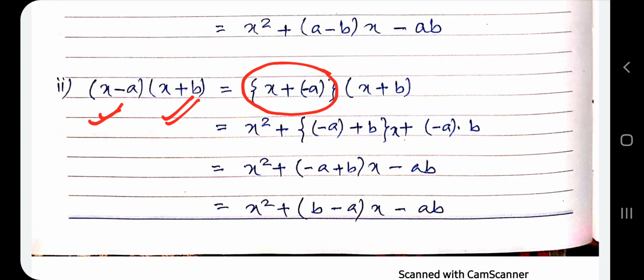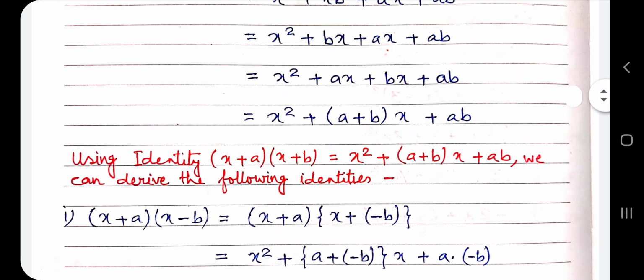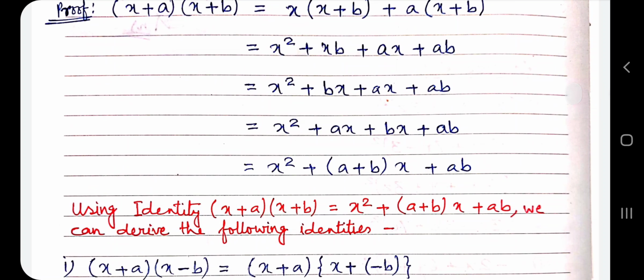X minus a is equal to x plus minus a within bracket. Now x plus b is the same, there is no problem here. Now the product is x square plus the sum of these two terms. If you remember the identity, you can notice that the middle term is formed by the sum of a and b.